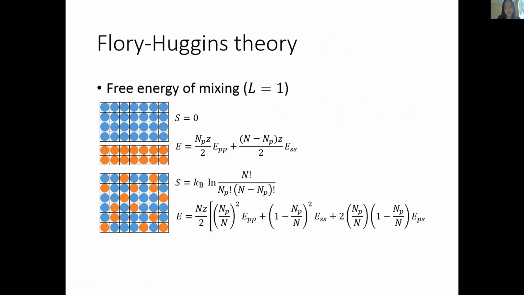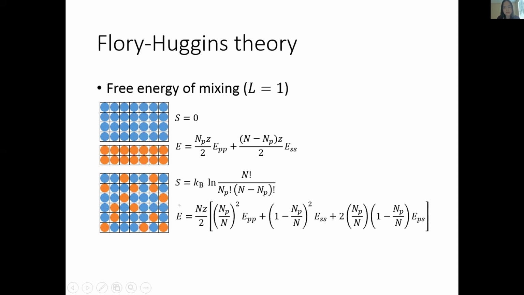Having developed the intuition, now let's make it more quantitative and move to Flory-Huggins theory. For simplicity, we'll deal with polymers of length 1, so it's really a particle here. For this system, what do we want to do? We want to find the free energy of mixing, how much free energy it costs to mix the two solutions into a homogeneous system.